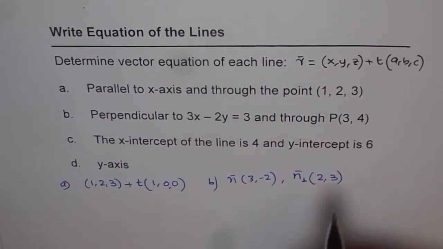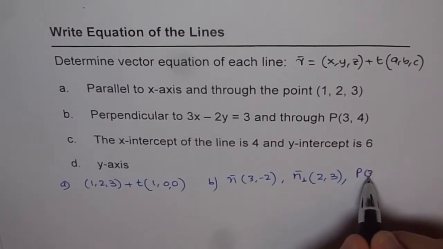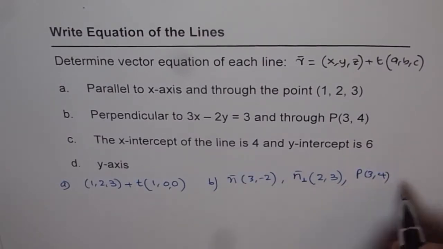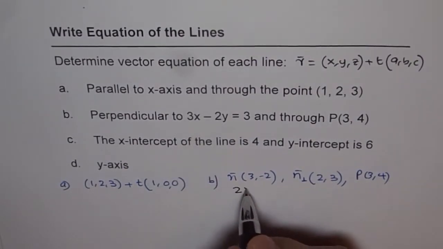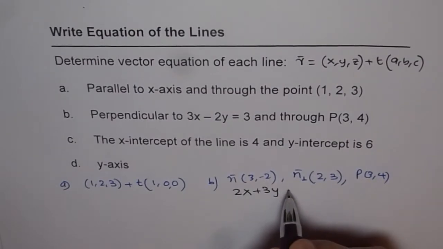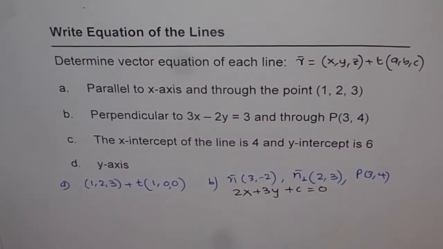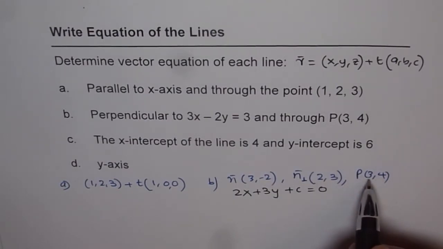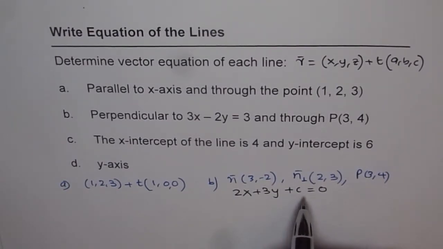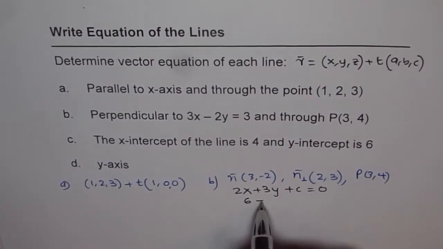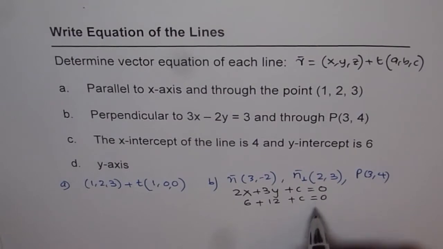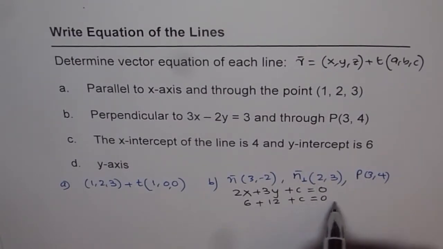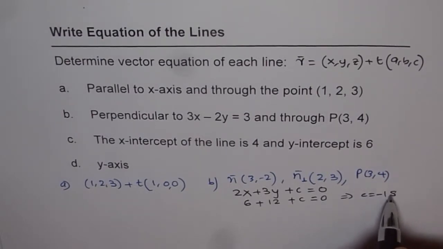Now we know the normal. Once you know the normal and the point which is 3, 4, you can write down the equation. So equation will be, let me write it like this. 2, that is x coefficient, plus 3y plus c equals 0. Now we should find what c is for the point 3, 4 to be on this line, right? So 3 is for x and 4 is for y. So we get 2 times 3, which is 6, plus 3 times 4, which is 12, plus c equals 0. And that gives us a value of c, which is minus 18. So it gives us c equals minus 18.